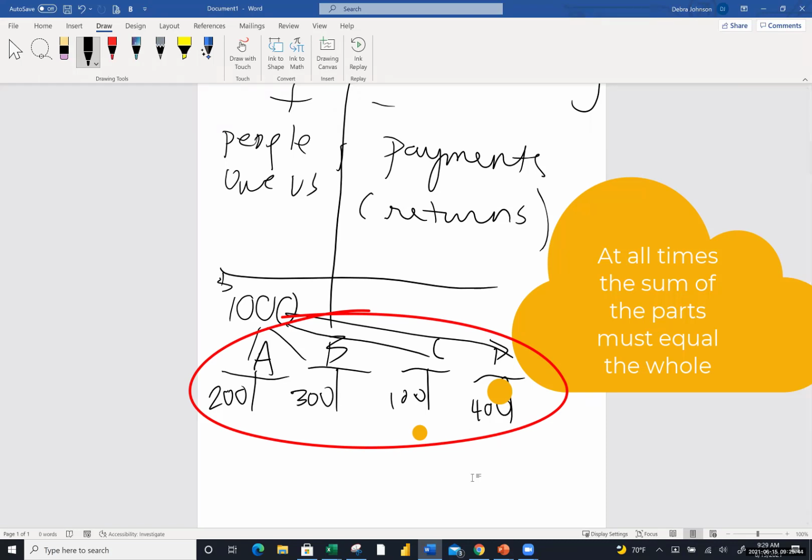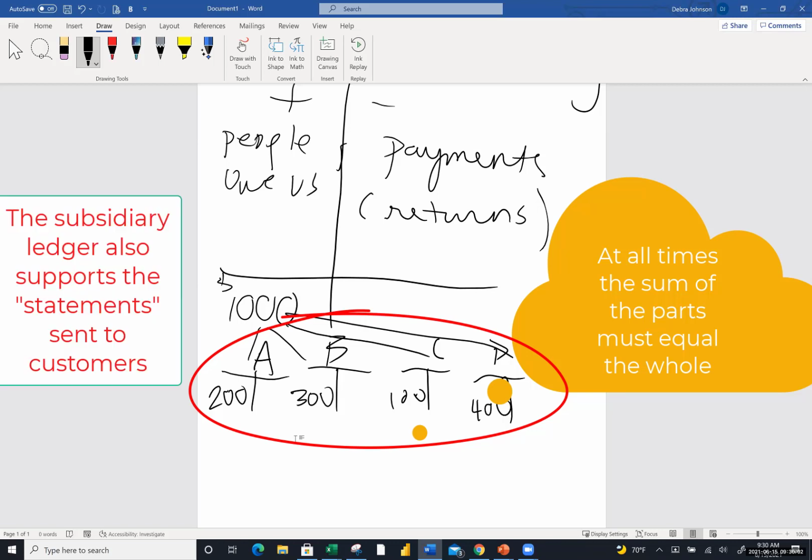And just like Visa sends you out a statement once a month, could be electronically or it could be through the mail, companies can use these subsidiary cards to send out statements showing exactly what each customer owes us. Because if you don't send out the statements, you're not going to be getting in the money.